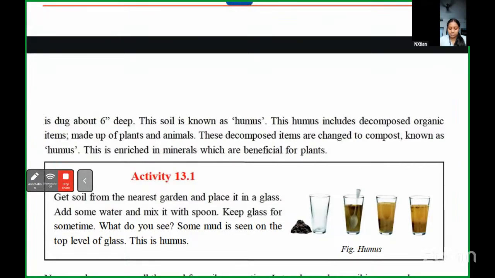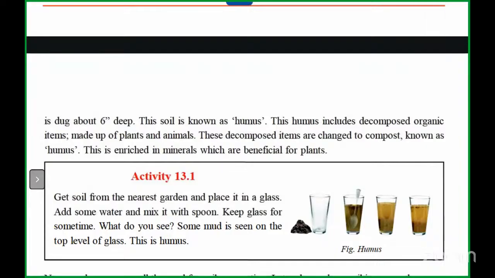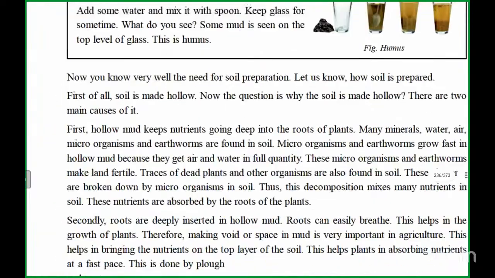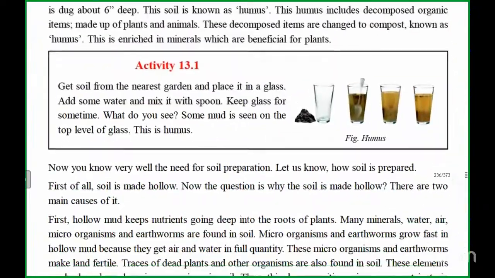Humus includes decomposed organic items made up of plants and animals. These decomposed items are changed into compost known as humus. This is enriched in minerals which are beneficial for plants.